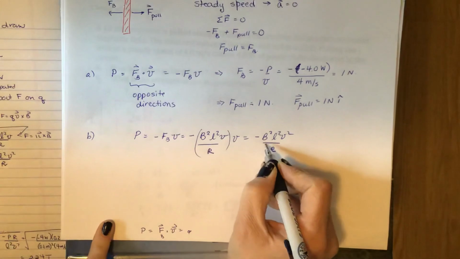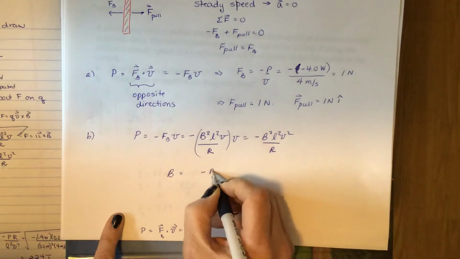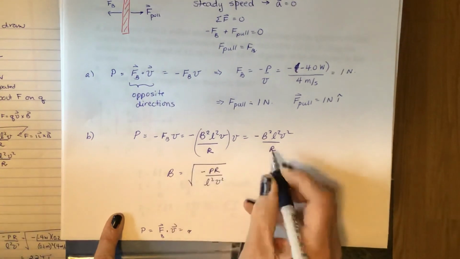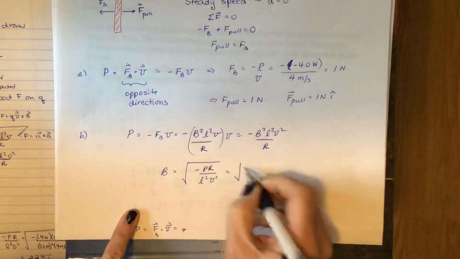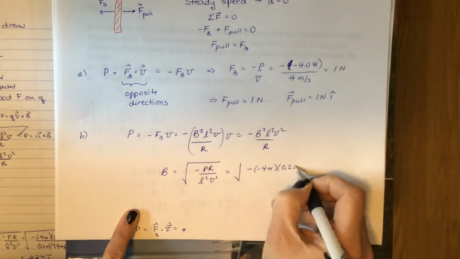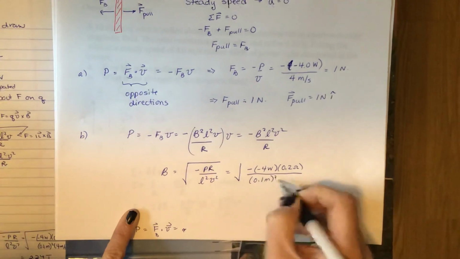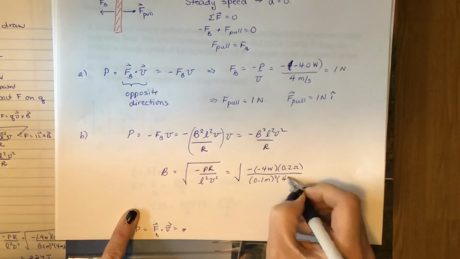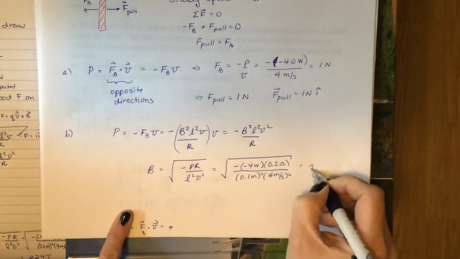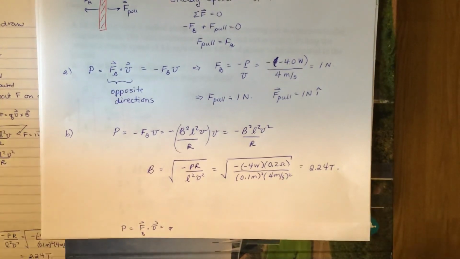We're trying to find the size of the magnetic field, so B is going to be minus P times R divided by L squared times V squared. Take the square root of the whole thing and put our numbers in, so minus 4 watts, resistance 0.2 ohms, divided by L squared, that's 0.1 meters squared, times V squared, that was 4 meters per second squared. Put that through the calculator and we get a magnetic field strength of 2.24 Teslas. Okay, next we'll be ready to move on to another section.